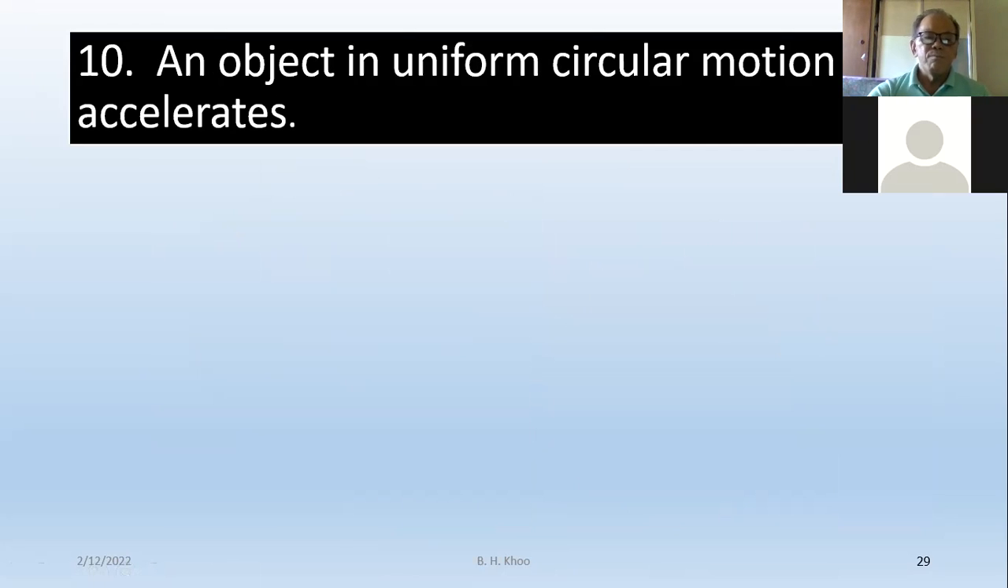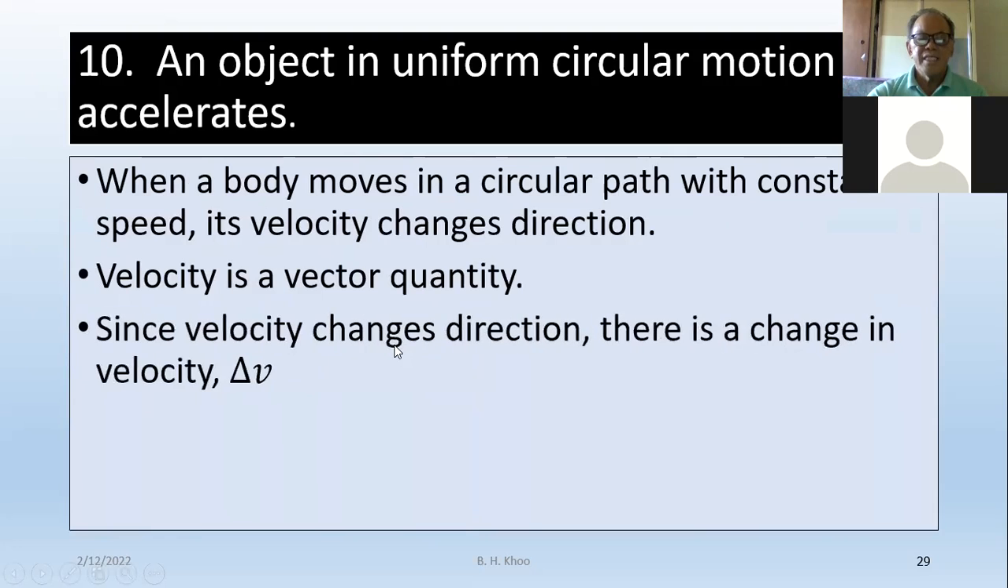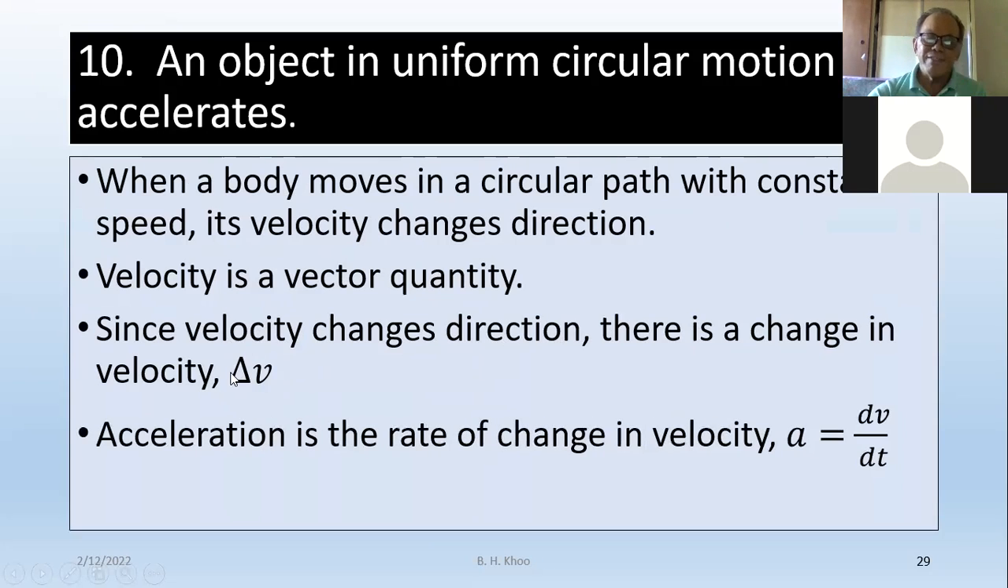Object in uniform motion accelerates. Right? When a body moves in a circular path with constant speed, its velocity changes direction. Remember, velocity is a vector quantity. So velocity changes direction means there's a change in velocity. Right? We will use all these steps later on when we derive acceleration. So there's a change in velocity. That is not zero. Speed is constant, but velocity is a vector quantity.